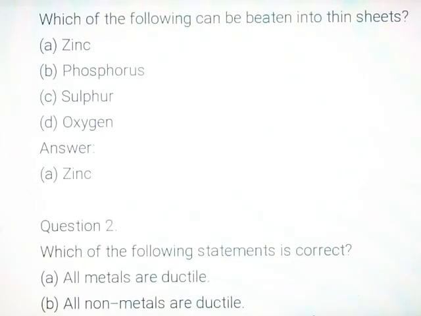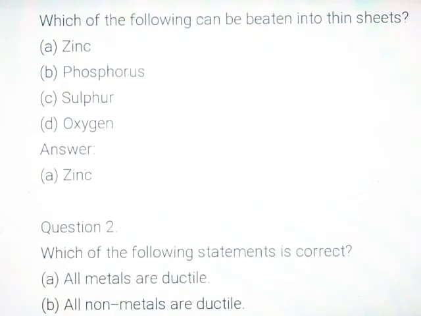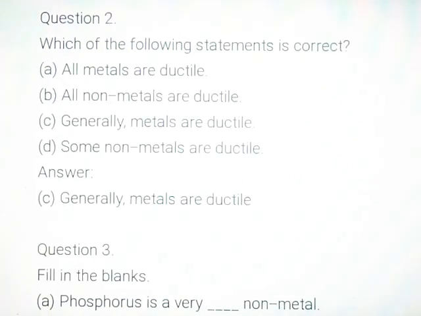Hello friends, today we are going to learn the NCERT questions of chapter number 4, metals and non-metals. Question number 1, which of the following can be beaten into thin sheets? Answer, zinc. Question number 2, which of the following statements is correct? Part C, generally metals are ductile.